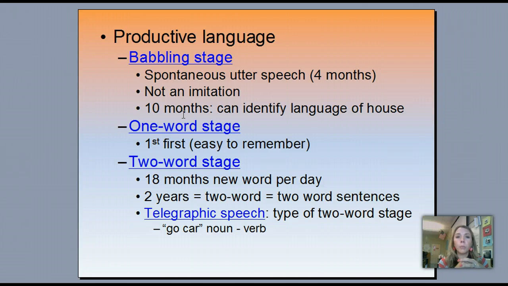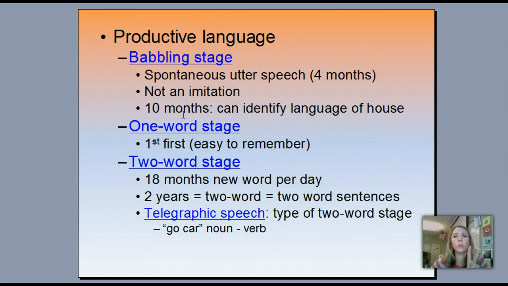The next two are pretty easy to remember, because the one-word stage begins at about 1, which is 12 months, and the two-word stage starts at about 2, which is 24 months. The one-word stage is easy to remember. It's the first word. These are things like mom, dad, bye-bye, cat, dog, very simple words. A two-word stage occurs at about 2 years old.